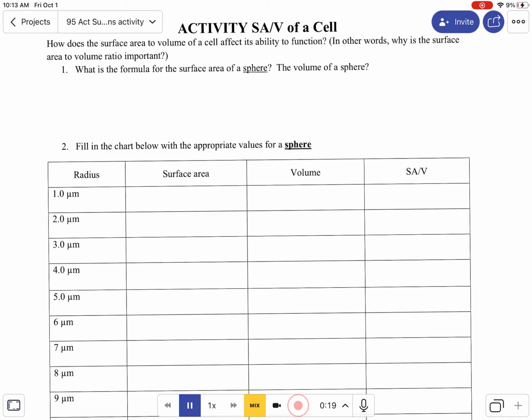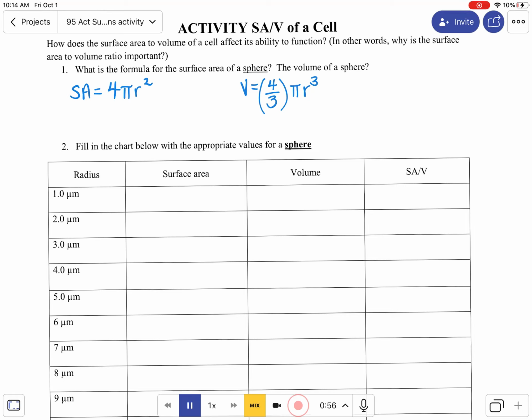To start with, we're going to look at the formula for the surface area of a sphere, because cells can be categorized as sphere-shaped, as well as the volume of a sphere. Both of these are in your formula sheet, so you don't have to memorize them, but you should be familiar with where they're located. These are the formulas, and we abbreviate surface area as SA. It's 4 pi r squared, and the volume, V, is 4/3 times pi r cubed.